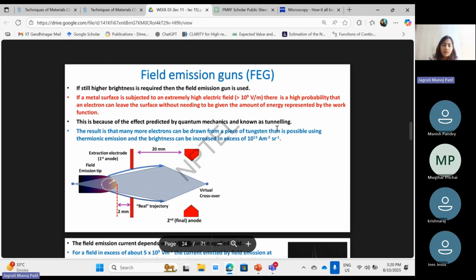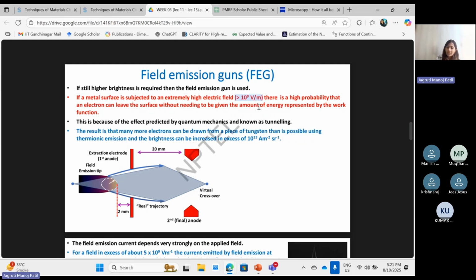Okay. So after it, the field came to a point that they use field emission guns. Now, these field emission guns are also based on tungsten. But here, if you provide a material a high enough electric field, and that electric field should be greater than 10 raised to 9 volt per meter, the probability is high enough that electrons will leave the surface even if you have not provided that much energy or work function to knock off the electrons from those shells.